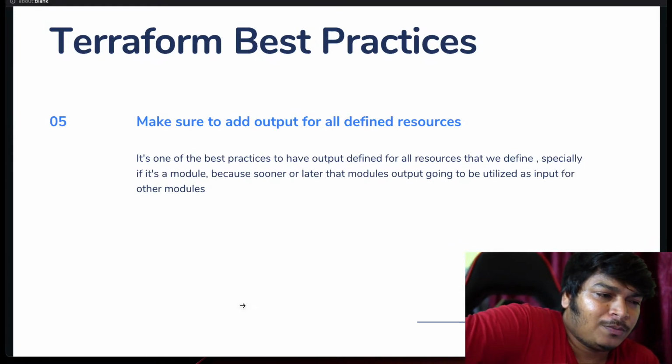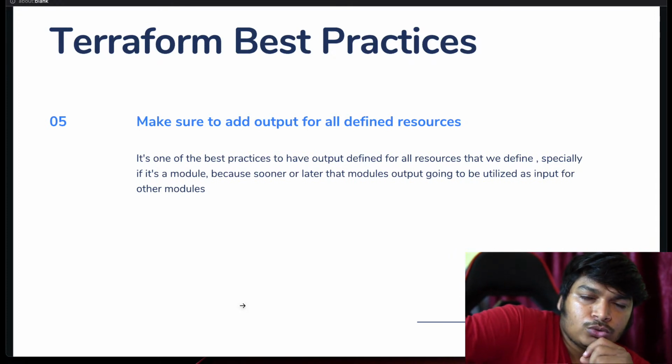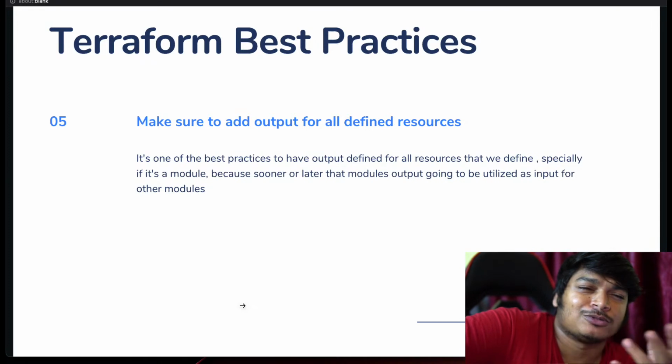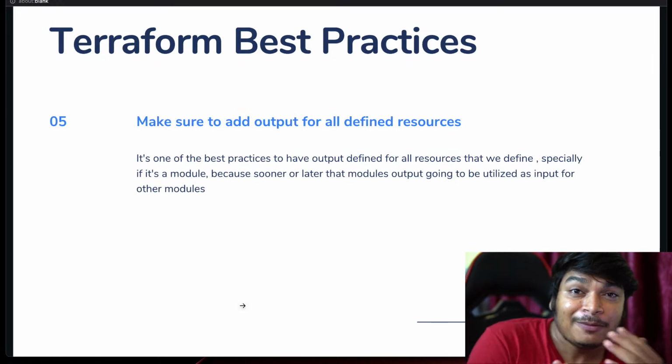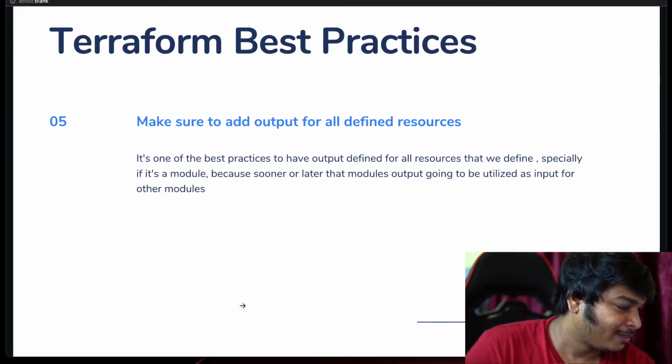So what happened, any resource you create, you should make an output of the resource. Suppose the ID of the resource, you make an output, or maybe the ARN of that resource should be an output. Whatever could be the requirement, or whatever you feel might be required in the future, you should make it. That will make your life a lot easier. Believe me. Okay. Sorry.